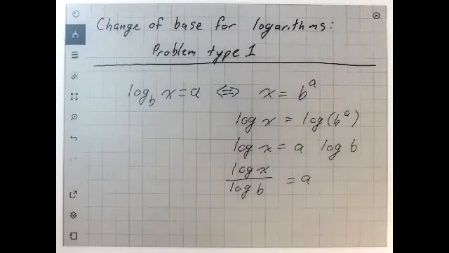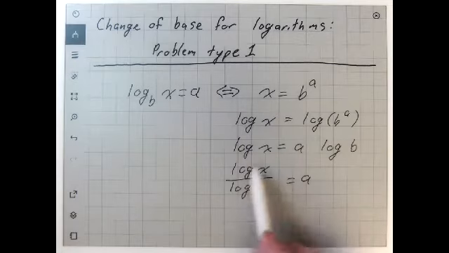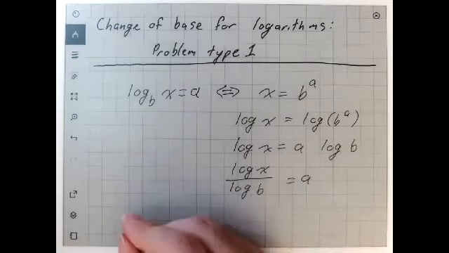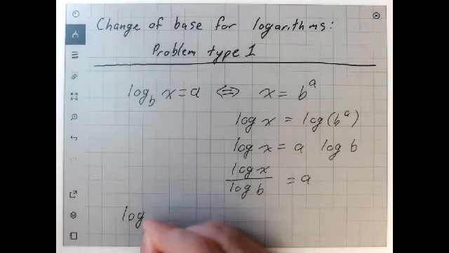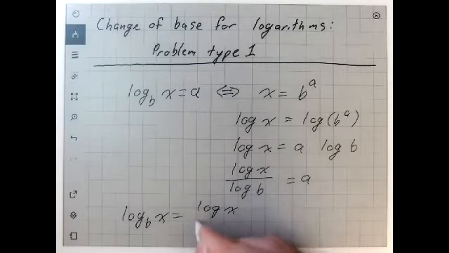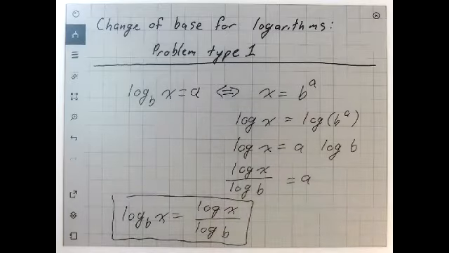And from here, using the transitive property of equality, if log base b of x is equal to a, and log of x over log of b is equal to a, it must be the case that log base b of x is the same thing as log of x over log of b. And that gives us the tool that we need to evaluate a logarithm.